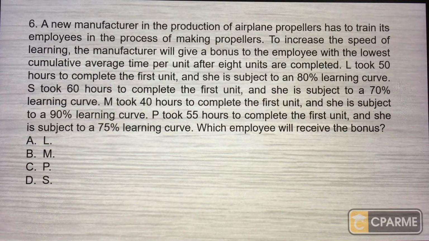For 8 units, for L we do 50 times 0.8 times 0.8 times 0.8. And then for S, 60 times 0.7 times 0.7 times 0.7. M, 40 times 0.9 times 0.9 times 0.9. Then P, 55 times 0.75 times 0.75 times 0.75. Okay, who has the lesser time to complete those 8 units? Is it L, M, P, or S?